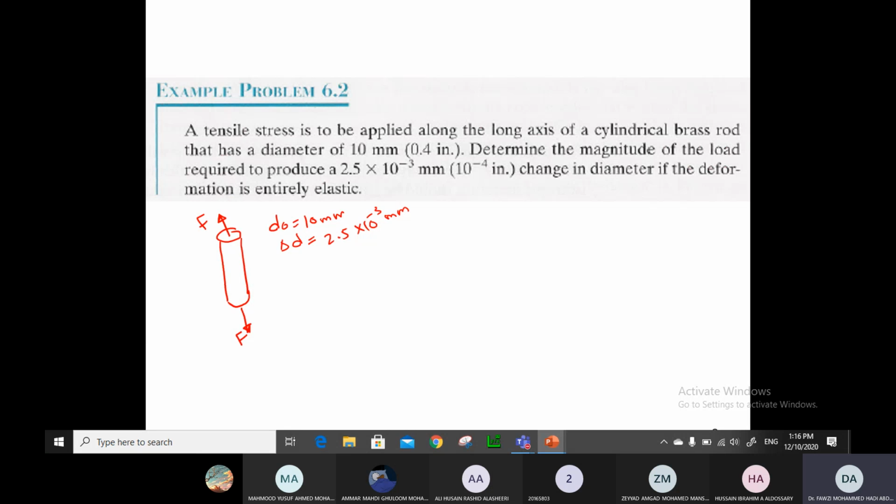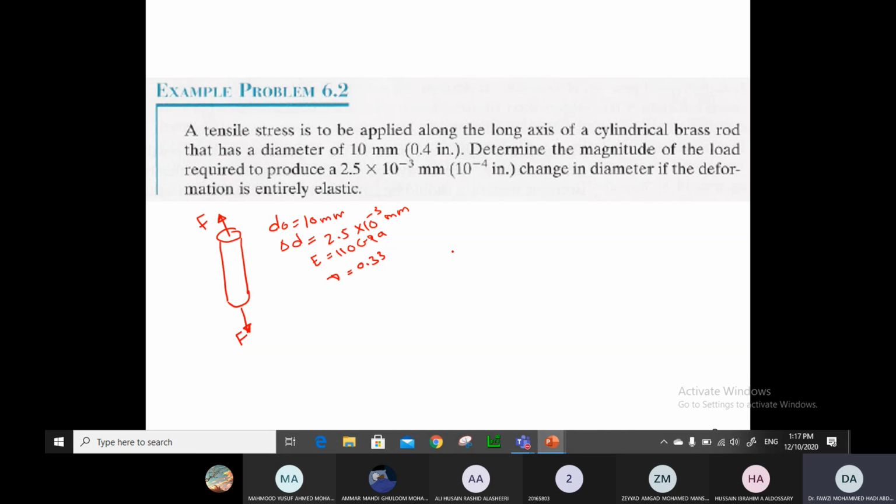So how can we solve this problem? Of course, we know that brass is a copper alloy, so we will take the value of E equal to 110 gigapascal in the same way. We also will take properties like Poisson's ratio to be 0.33.